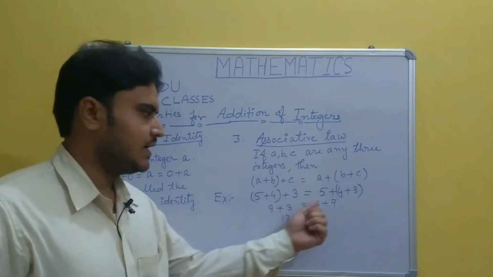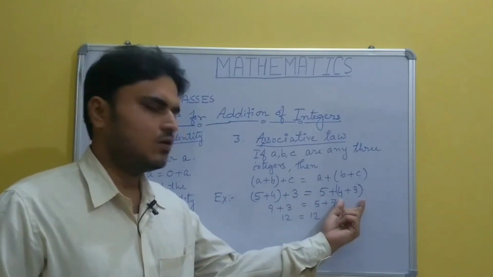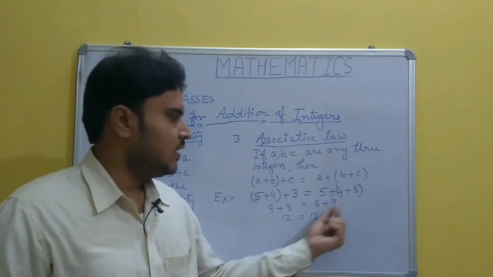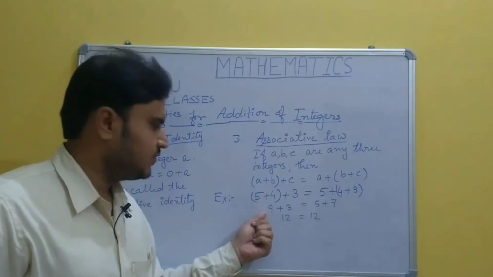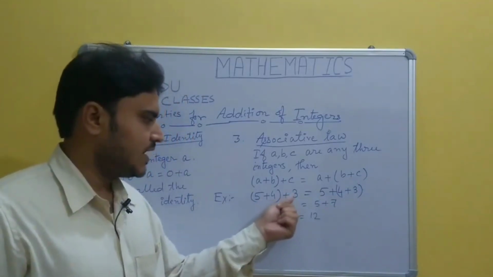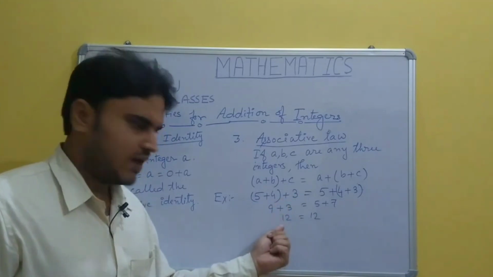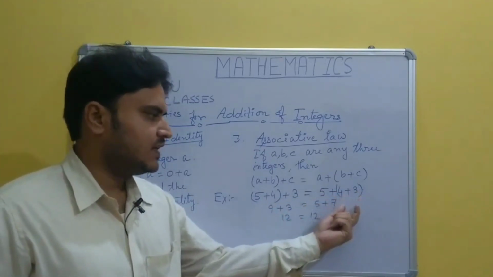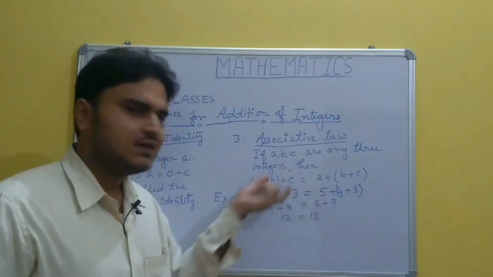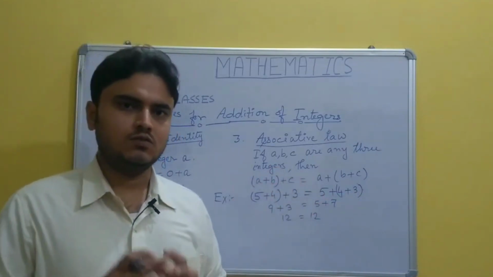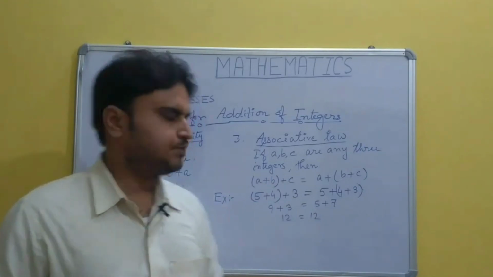Just for example, 5 plus 4 plus 3, and I place the bracket on 4 and 3. 5 plus 4 plus 3. Here from the bracket we will get 9, and 3, 9 and 3, 12. Here from the bracket we will get 7, 5 and 7 is 12. So the result remains the same. This law is known as associative law.